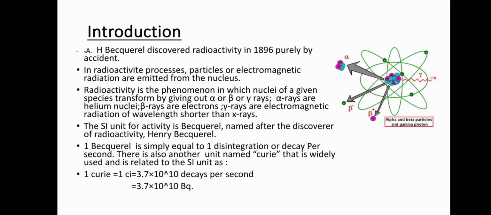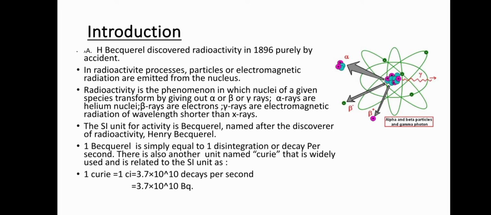Introduction. A.H. Becquerel discovered radioactivity in 1896 purely by accident. In a radioactive process, particles or electromagnetic radiations are emitted from the nucleus. Radioactivity is the phenomenon in which nuclei of a given species transform by giving out alpha or beta or gamma rays. Alpha rays are helium nuclei, beta rays are electrons, gamma rays are electromagnetic radiations of wavelength shorter than X-ray.